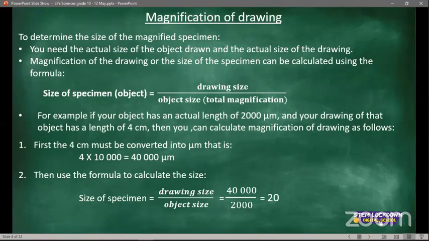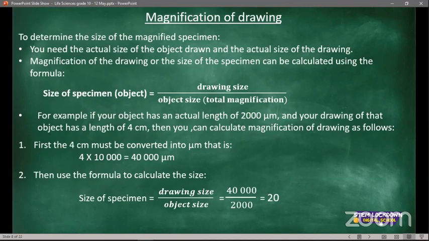So the drawing size, that is your drawing, divided by the total magnification or the object size. So for example, if your object has an actual length of 2000 micrometers and your drawing of that object has a length of 4 centimeters, your drawing. So what you see and what you drew, you measure your own drawing. So it has a length of 4 centimeters. So you use your ruler, you get 4 centimeters.